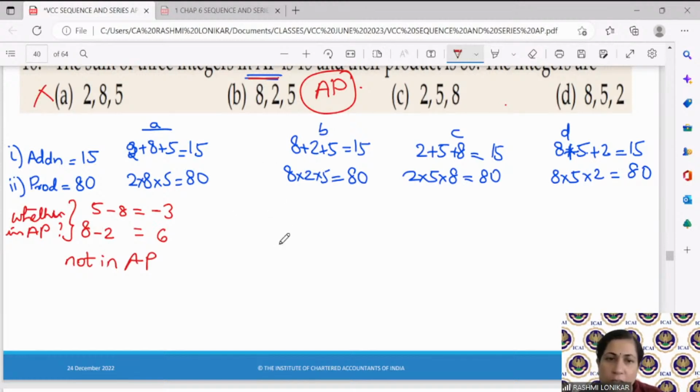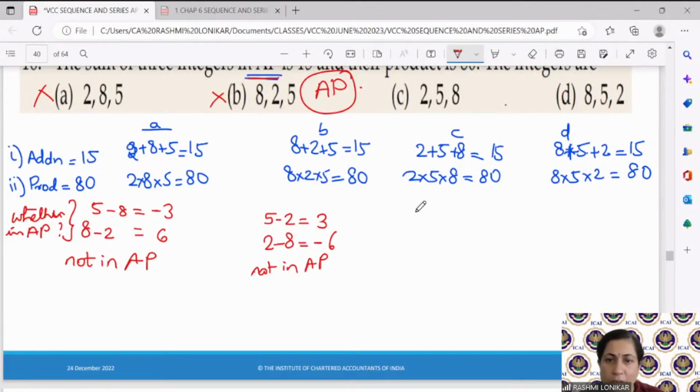Let us go to the next one. Third term minus second term is 3. Second term minus first term is minus 8. Are they the same? Is it a common difference? No. So not in AP. So this is also not correct.